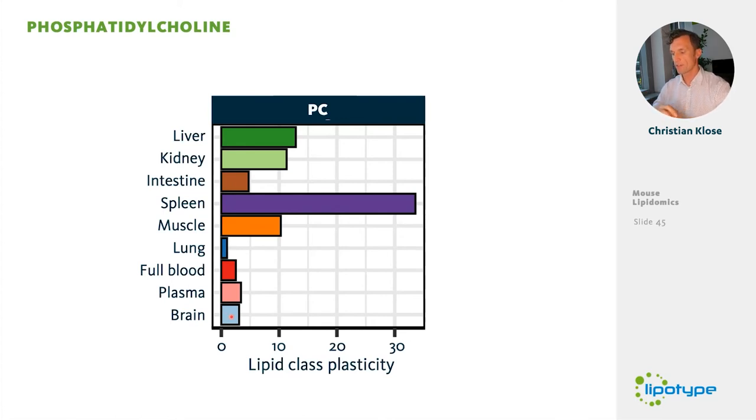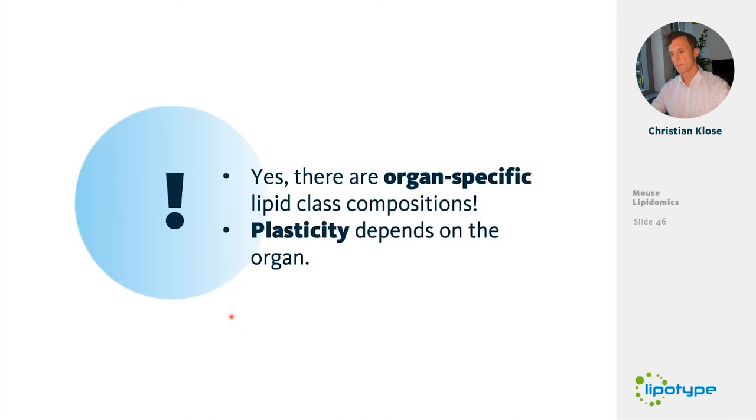Meaning that in every organ, we find a very distinct pattern of lipid species for each lipid class. And in some, this pattern is more variable than in others. In others, it can be very strictly defined. So this plasticity is really organ specific. So as I said, there is organ specific lipid class composition, but the variety or the variability that can be taken on, meaning the plasticity, depends really on an organ.